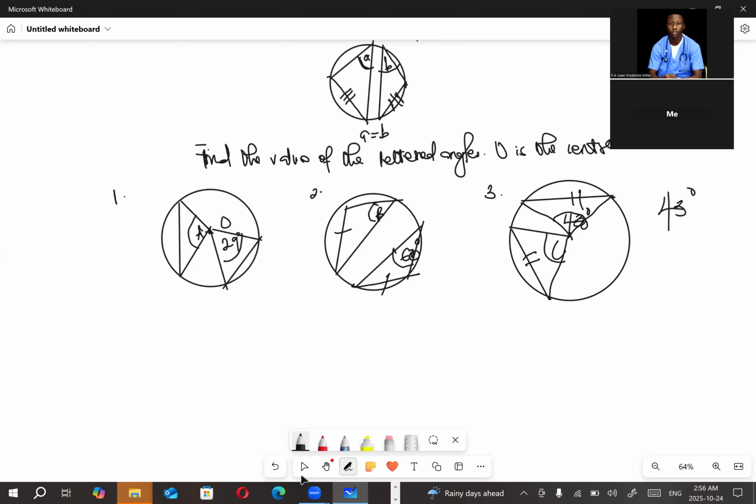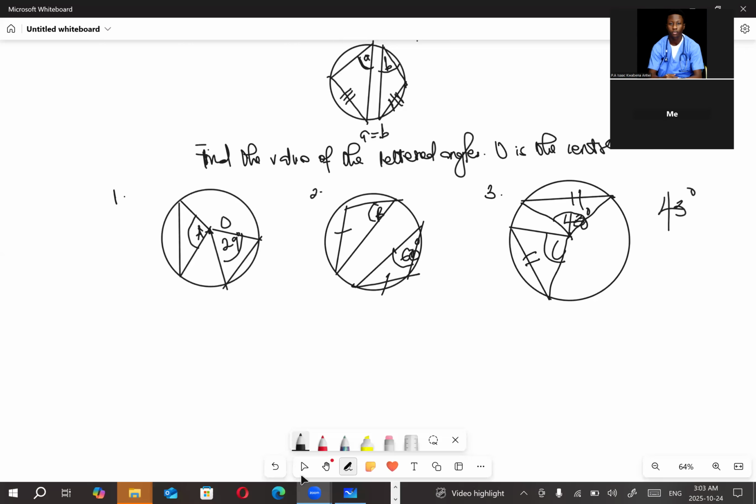I'm going to tell you why. So number one, A is undefined. Cannot be solved. Number two, the chords are equal. So B is equal to 60 degrees. Then you write the reason. They are equal, they are producing the angles on the circumference, and you know the property.